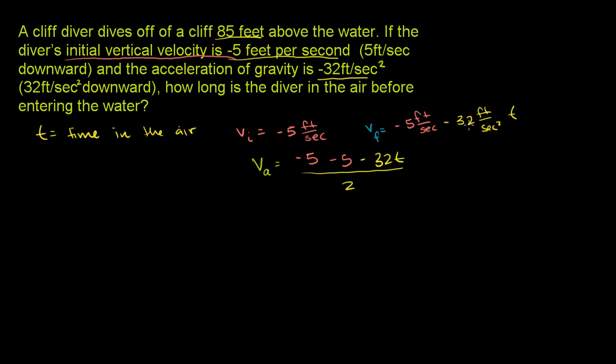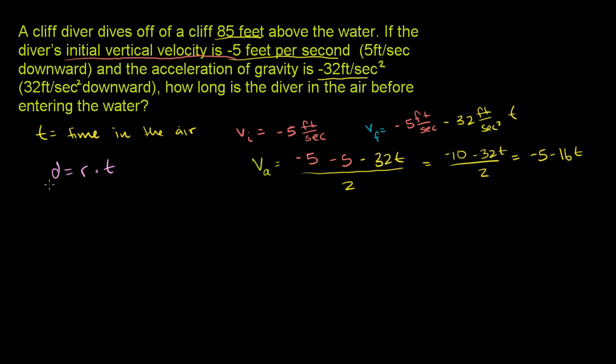I'm just averaging these two things. That's my initial velocity. This is my final velocity. I'm just taking the average of the two. So this is going to be equal to what? This is negative 10 minus 32t over 2, which is equal to negative 5 minus 16t. I'm just dividing everything by 2. So this is my average velocity. Now, we can just apply our simple distance is equal to rate times time.